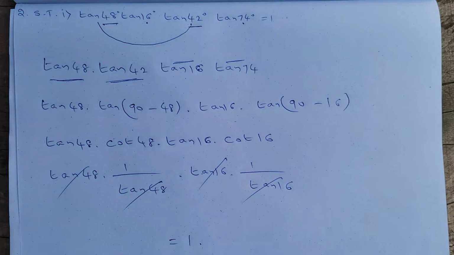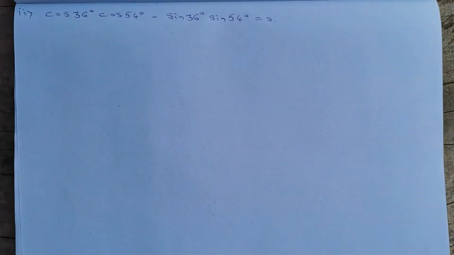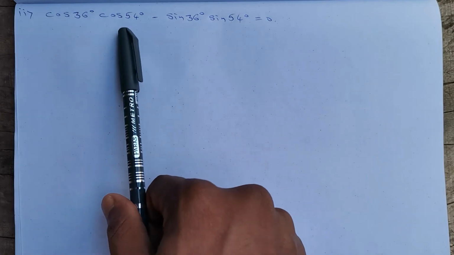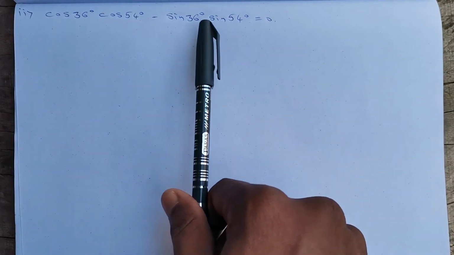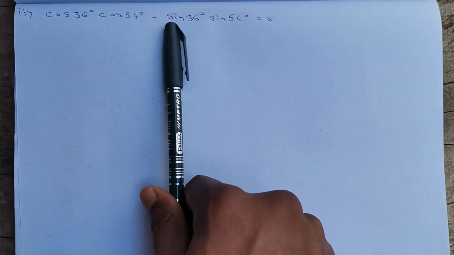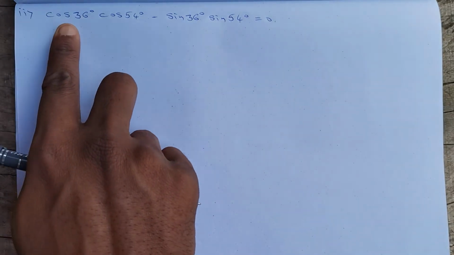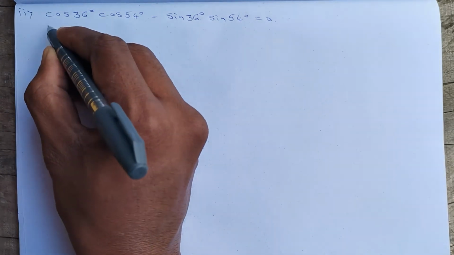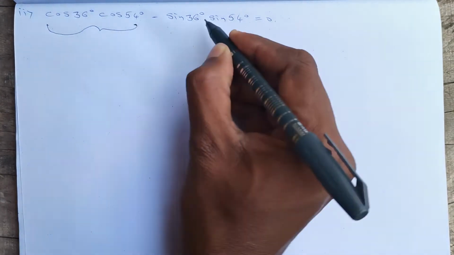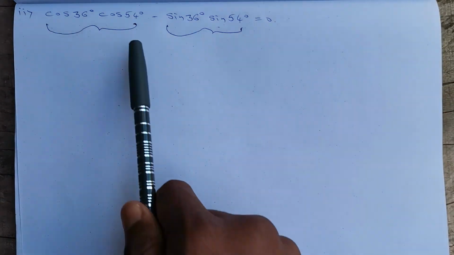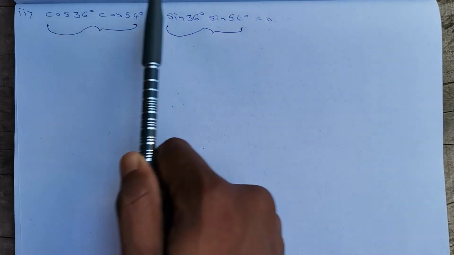Let's move to the next question. The question is cos 36 into cos 54 minus sin 36 into sin 54. We need to show that this is equal to 0. So here cos 36 into cos 54, this total comes under a single term, because in between, plus or minus is not there. Here only one minus is there. So this total is one term, and this total is one term.